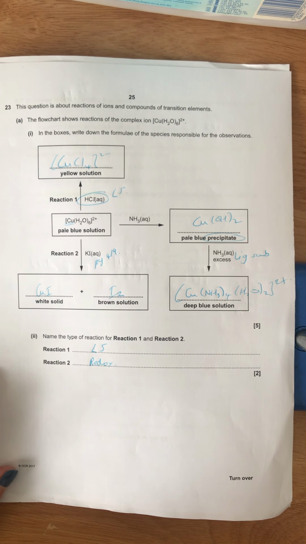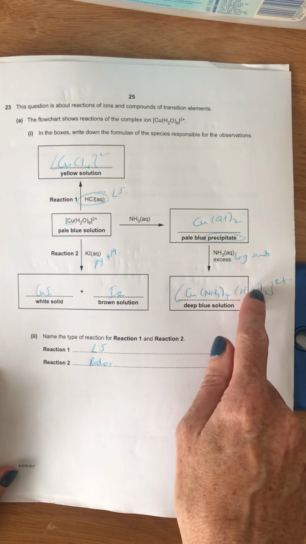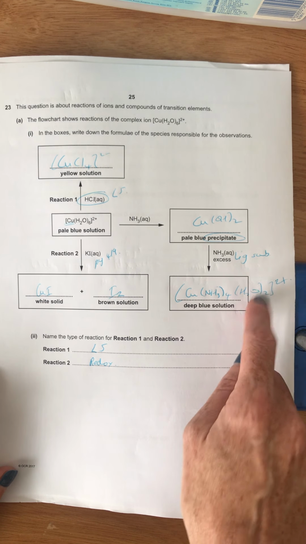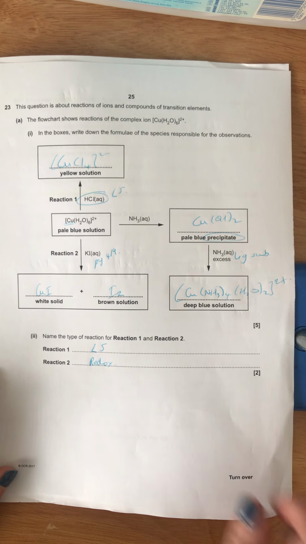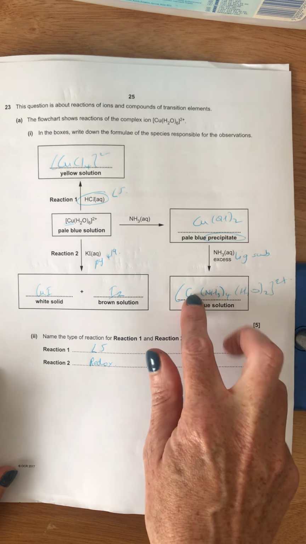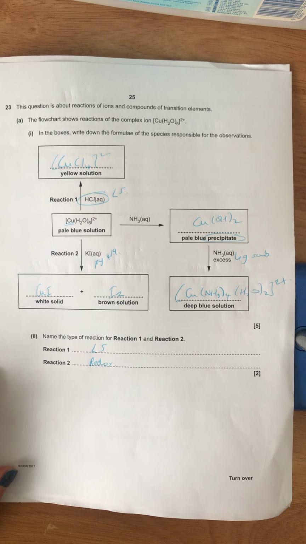Ammonia and copper is the one where you have 4 and 2. You do need to know that. It's just one of the things you need to remember. And the way I remember it is more ammonia. So 4 ammonias, 2 waters, so you don't get those two mixed up and end up doing 4 and 2. So 4 ammonias, 2 waters. They're both neutral ligands, so your charge for that is the overall charge.